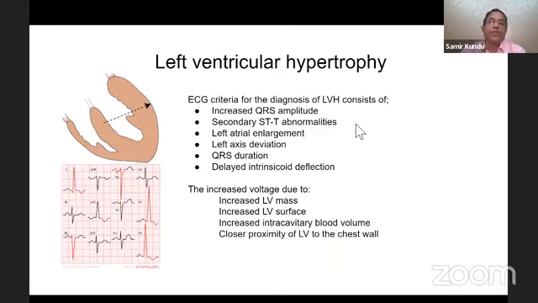Left ventricular hypertrophy. The ECG criteria for the diagnosis of left ventricular hypertrophy consist of increased QRS amplitude, secondary ST-T abnormalities, left atrial enlargement, left axis deviation, QRS duration more than 90 milliseconds, and delayed intrinsic deflection. The increased voltage is due to increased LV mass, increased LV surface, increased intracavitary blood volume, and closer proximity of the LV to the chest wall. These are the causes of how voltage increases in left ventricular hypertrophy.